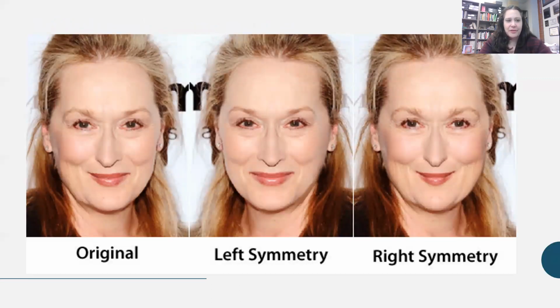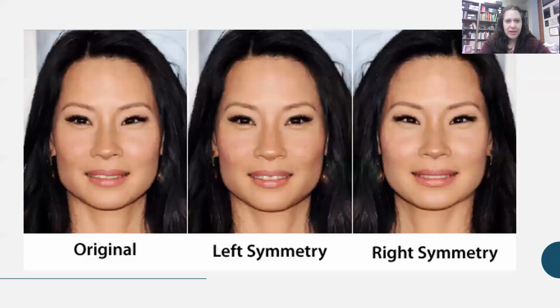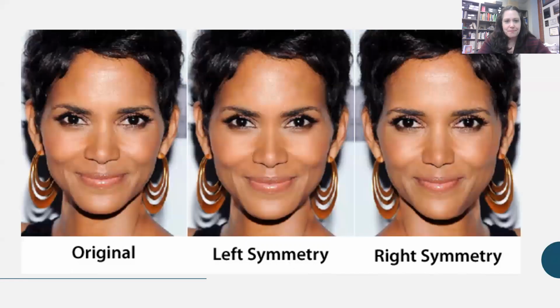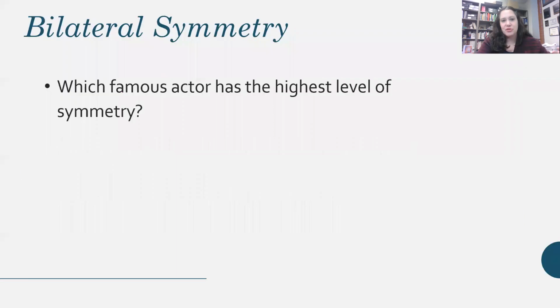So basically we have here Meryl Streep, and you can see that the photos are all pretty similar. So she probably has a pretty high amount of symmetry. This is Lucy Liu. She's a beautiful woman. You can see that she's probably got a pretty high amount of symmetry here. Halle Berry, of course, a gorgeous woman. You can see here almost all of the photos look exactly the same. So this is again indicating a high amount of symmetry.